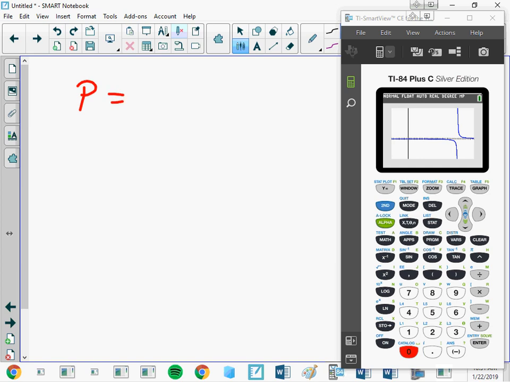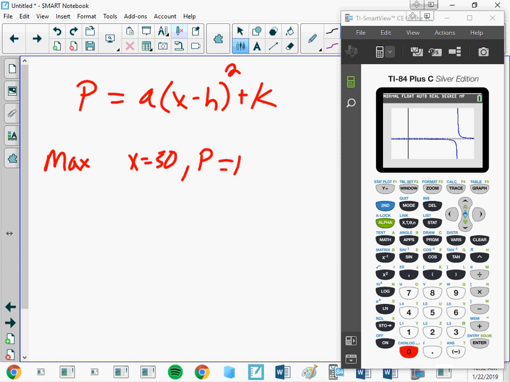P equals A times x minus h squared plus k. And it says x has to be greater than or equal to 0. So what they're saying is the company starts right now, and you can't go into the past. We know that the maximum is at x equals 50 and p equals 1600.